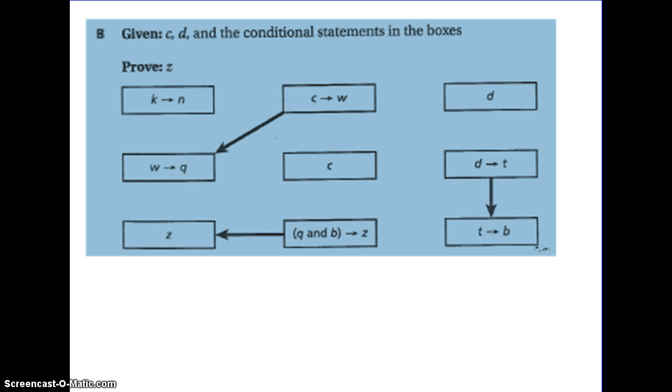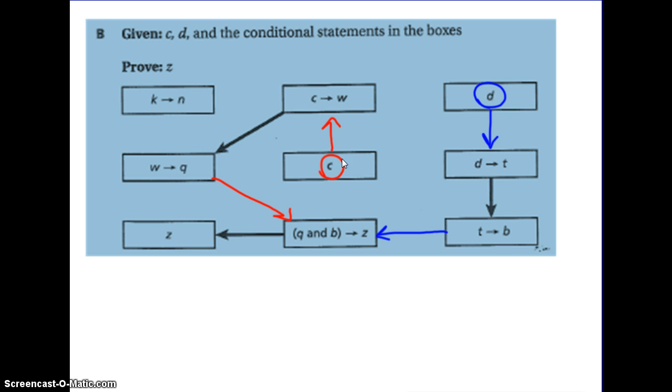Alright, so I want you to try this one, pause it, and come back. Alright, so what you see here is my work. Okay, in order to prove Z true, you can work your way backwards. We need to know that both Q and B are true. Okay, we are given that both C and D are true, so I start with D. D implies T, T implies B. Well, I have half of the Q and B that I need.